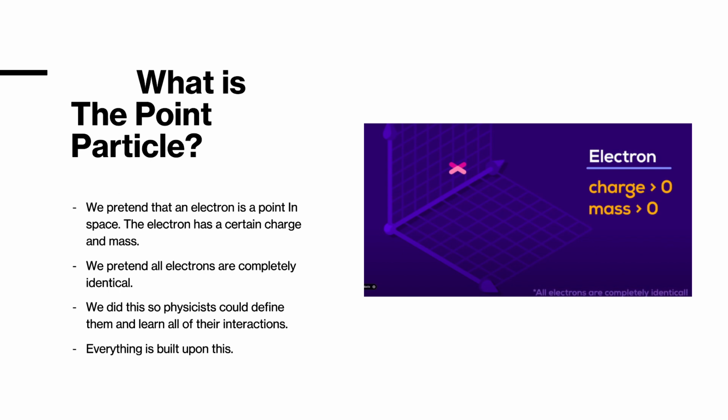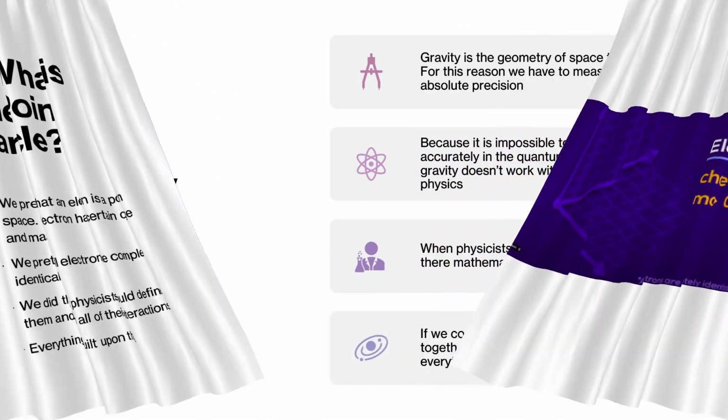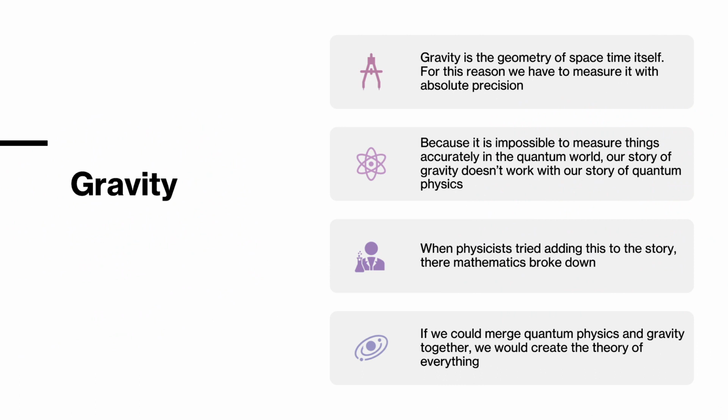We did this so that physicists could design them and learn all of the interactions. Everything is built upon this. Well, there's one thing that is missing in the picture. This is gravity. The point particle does not explain gravity because, unlike all the other forces in the universe, gravity is different. It's a constant force.